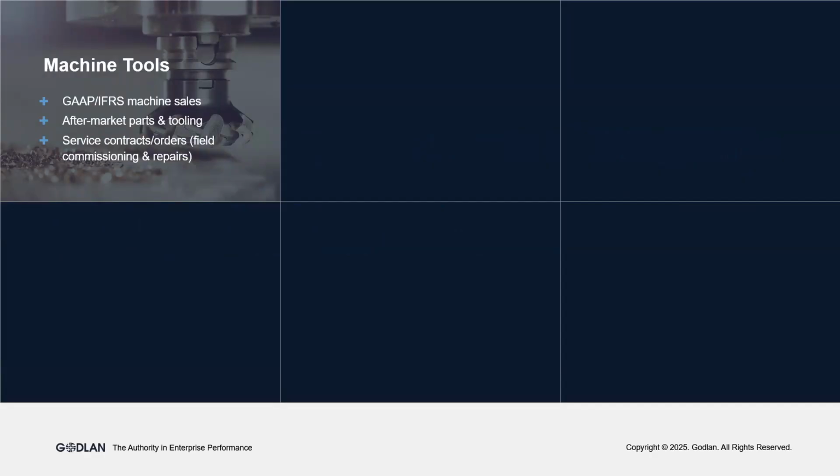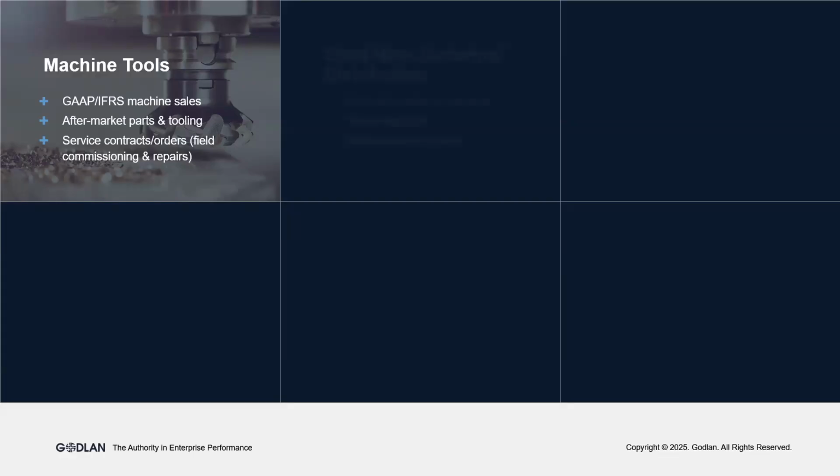So just some quick examples related to that, a machine tool manufacturer that had both GAAP and IFRS sales reporting requirements. They sold core machines that were serialized. They do aftermarket parts and tooling. They offer service contracts and service orders and manage this under service orders. So when you look at the revenue stream, there's revenue and invoicing coming from traditional customer orders and shipments, service orders, as well as service contracts, and a need to pull all of that data together in a comprehensive set of revenue reporting.